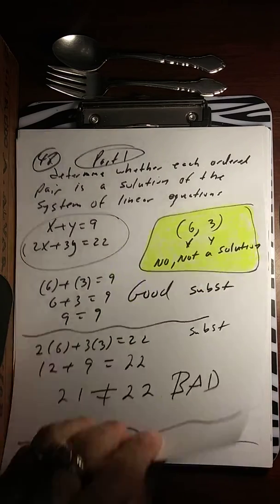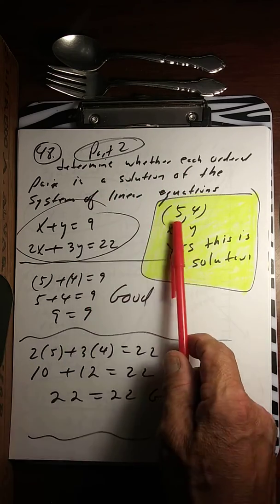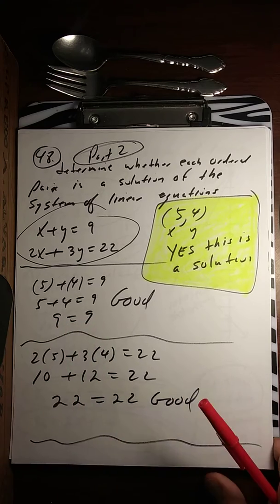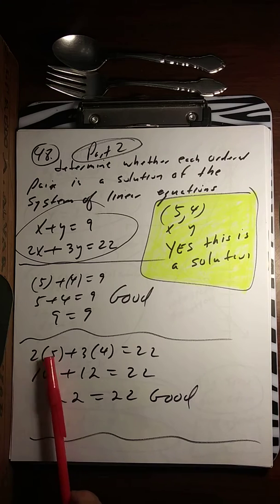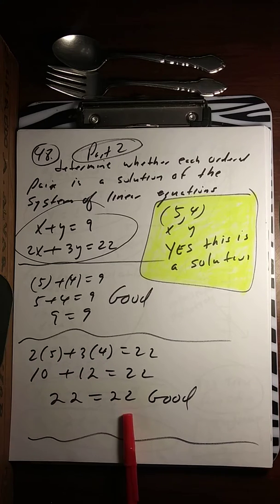Okay, part 2. Determine whether each ordered pair is a solution of the system of linear equations. (5, 4). 5 plus 4 is 9 equals 9. That's good. What about the other one? 2 times 5, 3 times 4, 10 and 12 is 22 equals 22. Yes, this is good. So yes, this is a solution.